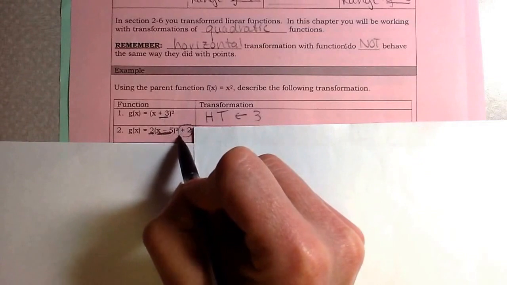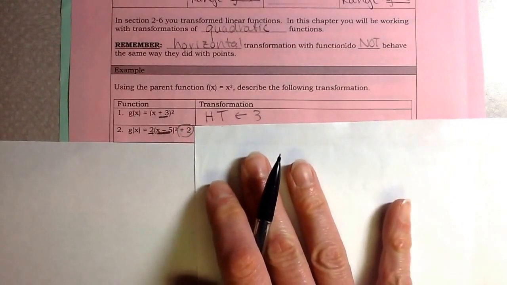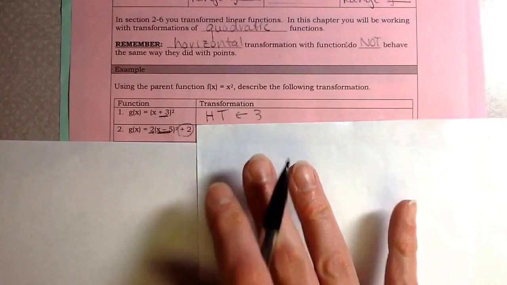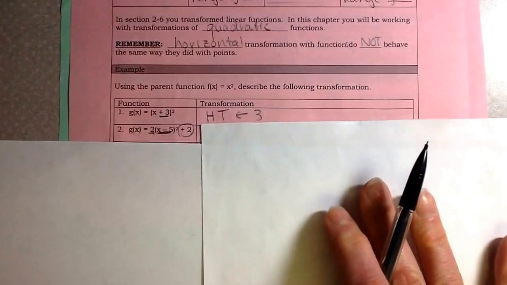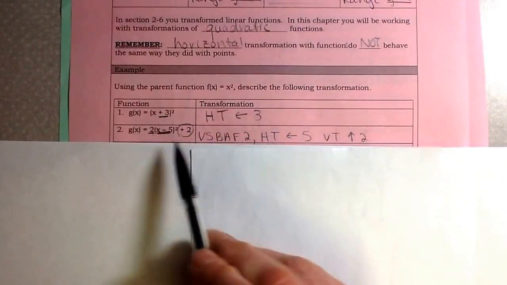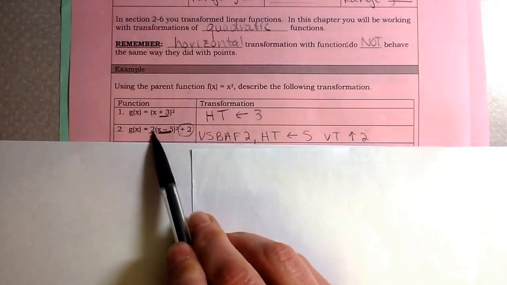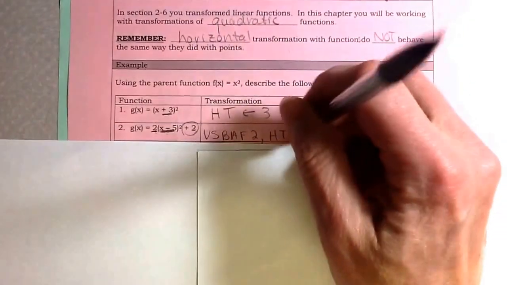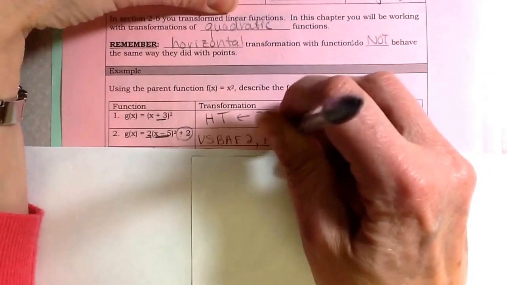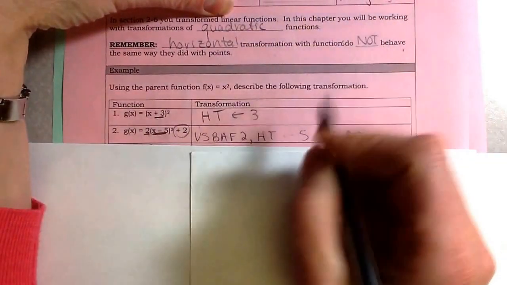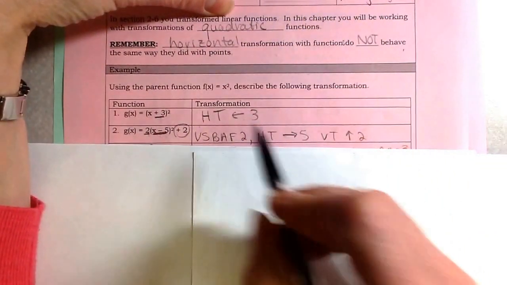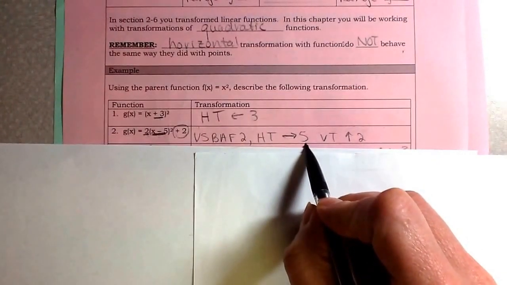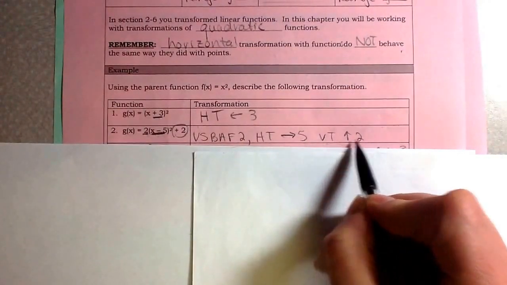So that means it's going to be a horizontal translation to the right 5. This is going to be our vertical transformation, and because we're adding to, it's a translation. So we have a vertical stretch by a factor of 2 for this. We have a horizontal translation to the right 5, and a vertical translation up 2.